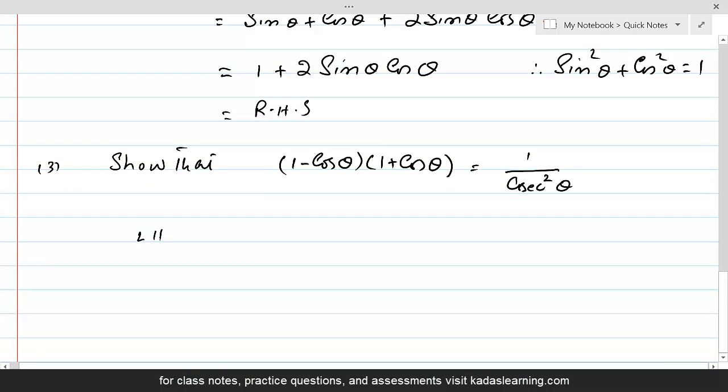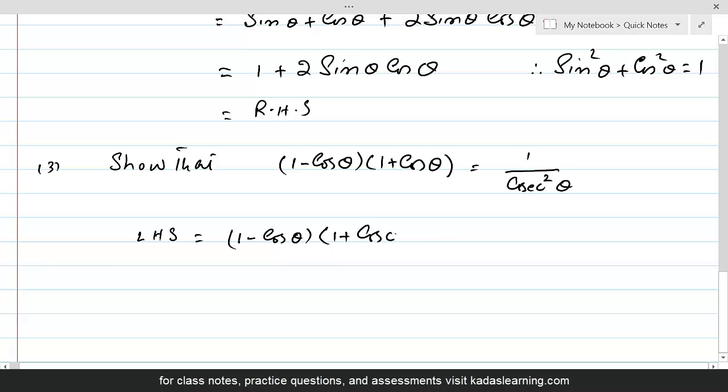Like always, left hand side is equal to, we just choose the side which has room for simplification, and this simplification flows just like flow of water. You start doing and it will get to the shape of the other side. 1 minus cos theta into 1 plus cos theta.